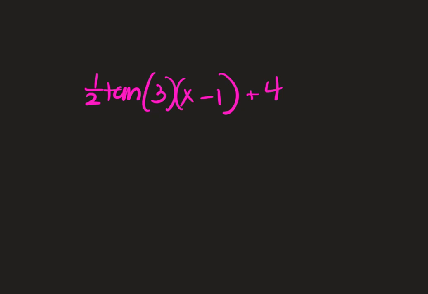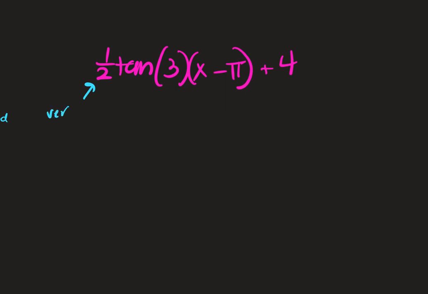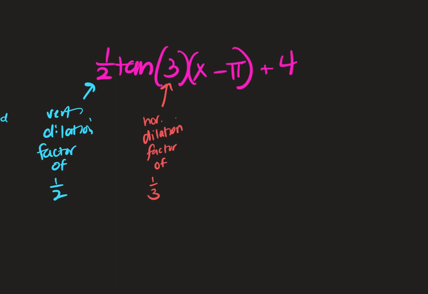Okay, now we're going to actually work this out. So I'm going to change this to pi, otherwise it gets weird, but we're going to work it out. So what's the 1/2 on the front affecting? Vertical dilation, factor of 1/2. What's the 3 doing? Horizontal dilation, factor of 1/3. What's the minus pi doing? Right pi. And what's the +4 doing? Up 4.